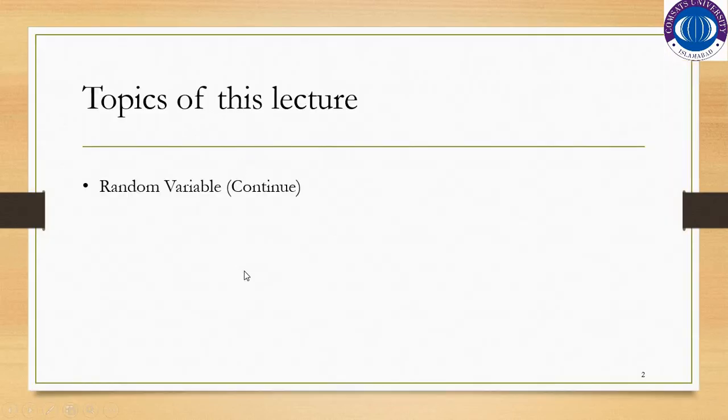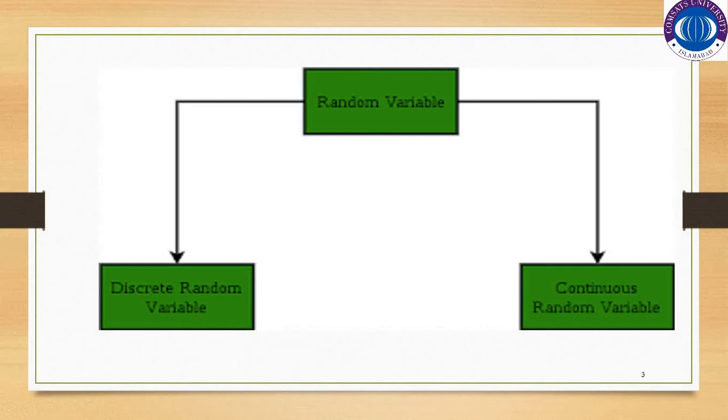We will continue with the topic random variable. As we have defined in the previous slides, the random variable is a real valued function defined on a sample space of a random experiment. We have two types of random variables: discrete random variable and continuous random variable.